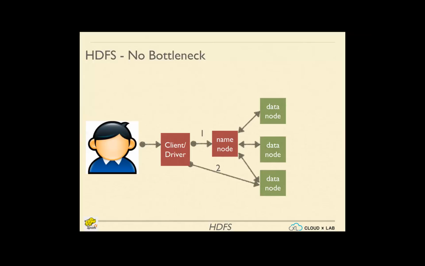Name node tries to save itself as much as it can so that it does not become the bottleneck. If it starts giving the answers to every question, or if it starts handing over the data itself, then the network bandwidth of name node will become the bottleneck. Do I make sense to you? So you basically read data directly from data node, not via name node.